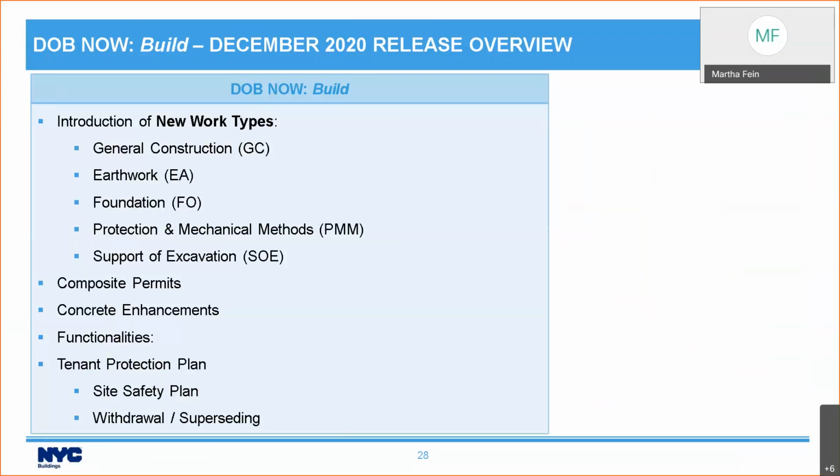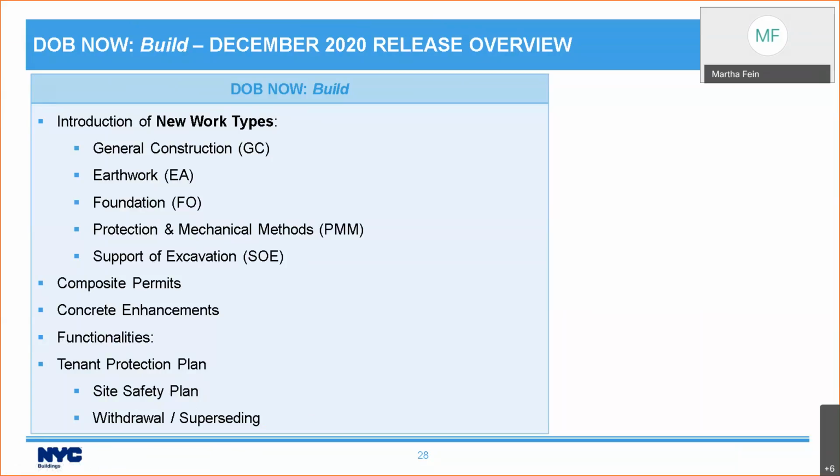That covers permit requests. There are some enhancements to concrete, and I will be covering that today. And then there are some new functionalities. You can file a tenant protection plan or a site safety plan through DOB Now Build, and you will be able to withdraw or supersede participants in your job filing.